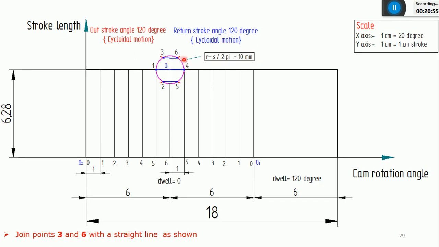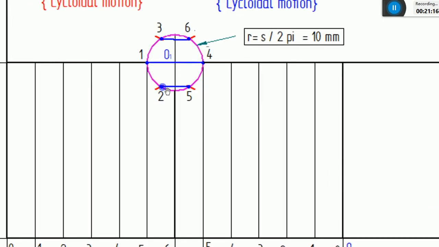Now I got 3 horizontal lines joining 2 to 5, 1 to 4 and 3 to 6. And you can see here, this horizontal line joining 2 to 5 will intersect this vertical line. You can see the vertical diameter of the circle at this point. You can zoom this area. So this horizontal line will intersect this vertical diameter of the circle at this point. So this is the intersection point.